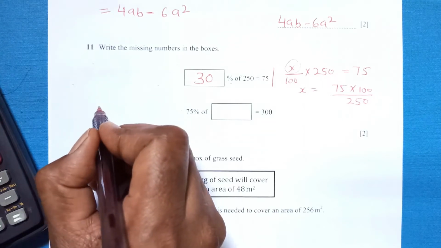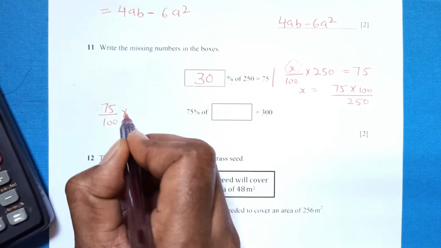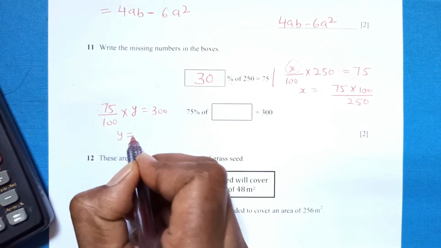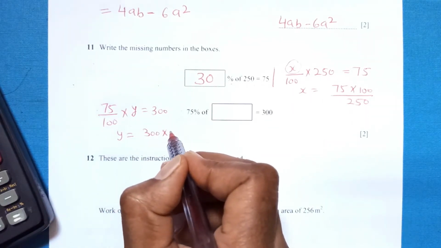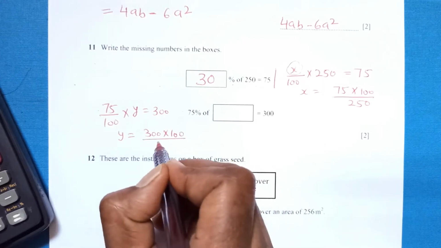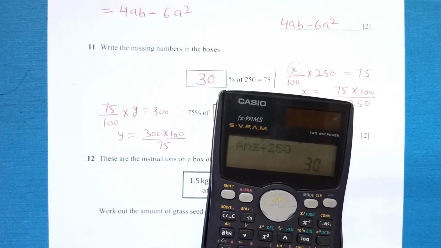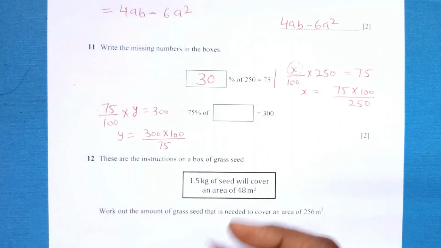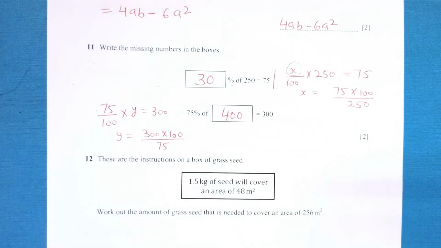Now the second one. 75% means 75 over 100 of something. Let's say this is y, equals 300. Now you need the value of y, so it will be 300 times 100 over 75. Let's calculate that one. 300 times 100 divided by 75 is 400. So that will go in this box.